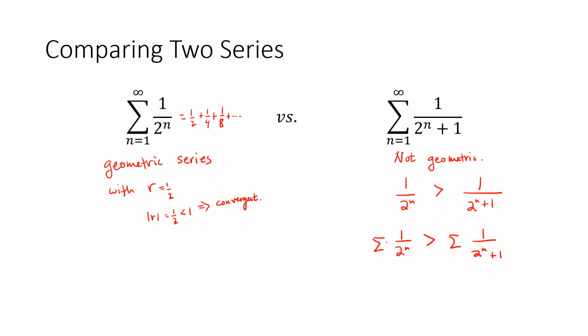So what does this tell us? Well, since we know this actually converges to a value, this one must also converge since it's smaller than something that we know converges. So it's smaller than, in this case, the sum of the series, right? Well, what does that mean? If it's smaller than some finite value, then it must also be a finite value. So it implies that it also is convergent.